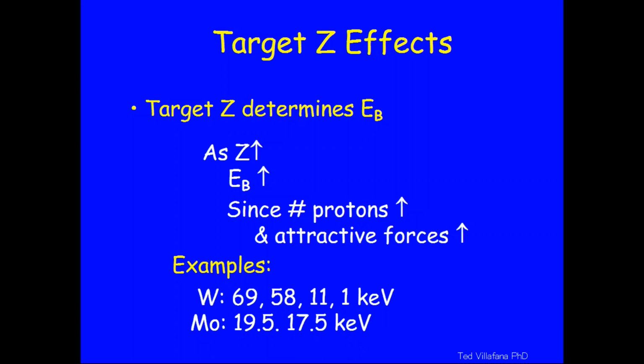We've already seen, for instance, that with tungsten, remember those numbers: 69, 58, 11, and 1. The 1 never really gets out of the tube, so the signature is really just 69, 58, and 11. For molybdenum, it was 19.5 and 17.5. And all the other energies are so low they don't get out of the tube. Okay?